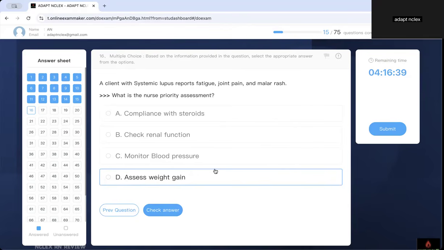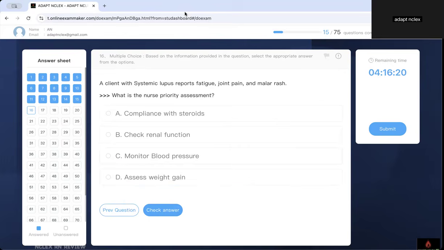Lupus. Just breaking down the question so that I'm showing you how I answer it. Joint pain, malar rash, and fatigue is what? Lupus. What is the next priority assessment? This is the way I would read it if I'm taking the test. I'd start from the back. What is the next priority action?